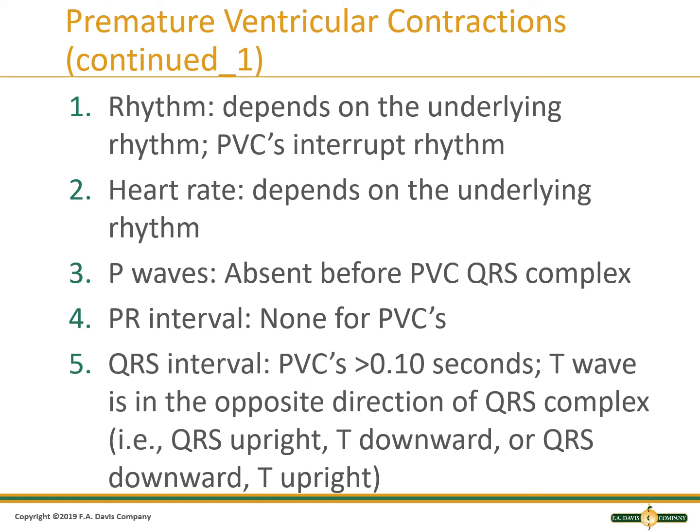In premature ventricular contractions, the rhythm depends on the underlying rhythm. The PVC interrupts that rhythm. The heart rate depends on the underlying rhythm. P waves are absent before PVC QRS complexes. PR interval is none for PVCs, and QRS interval for the PVCs is greater than 0.10 seconds. T wave is in the opposite direction of QRS complex, that is, QRS is upright, T downward, or QRS downward, and the T is upright.